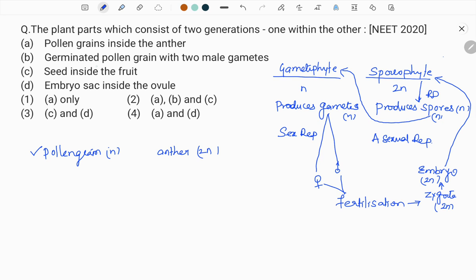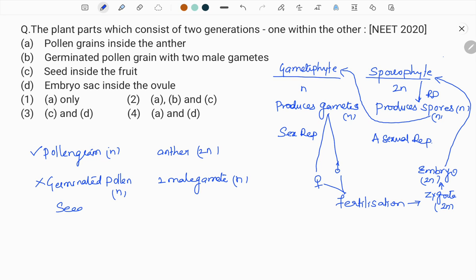Next you see germinated pollen grain with two male gametes. Germinated pollen is also haploid with two male gametes. The male gametes are also haploid because male gametes are a product of the generative cell, which is part and parcel of the pollen grain. So that's also haploid. So haploid within haploid. The question is not about haploid within haploid or diploid within diploid. The question is about either diploid within haploid or haploid within diploid. So this is not correct. It is wrong.